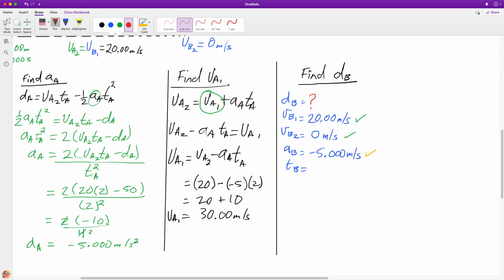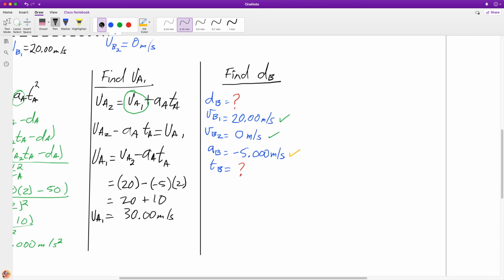So the final thing, time for section B, that is unknown. In this particular case, we have no alternative. We must use this value for the acceleration in our calculations. Even though there is a potential for error in it, we have no choice because we have no other values to work with. So now we're required to solve for dB, and we need the one kinematics formula that does not have time in it. And if you recall, that would be equation number 5, and that equation is VB2 squared is equal to VB1 squared plus 2A of section B times D of section B.